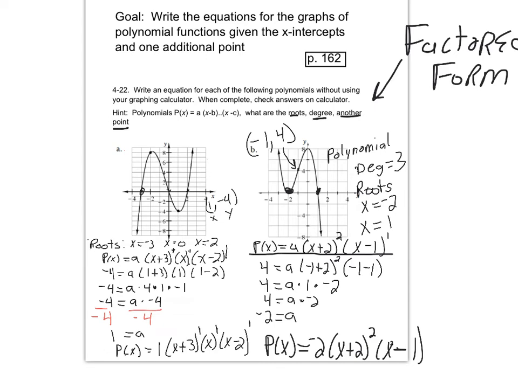Choosing a point on the graph, I've chosen negative 1, 4. Plug negative 1 in for x, plug 4 in for y, and then solve for a. A comes out to be negative 2, and therefore your final equation is p of x equaling negative 2 times (x plus 2) squared times (x minus 1).